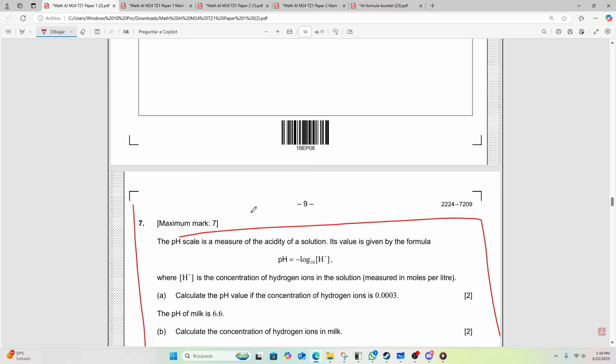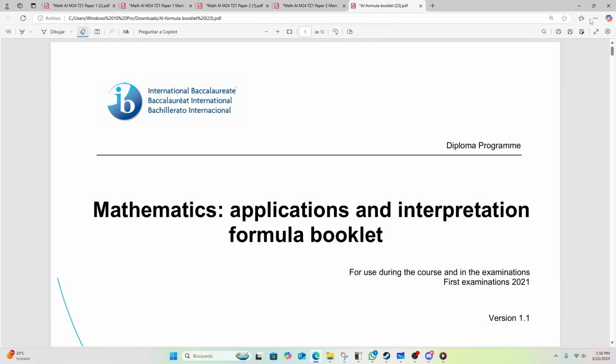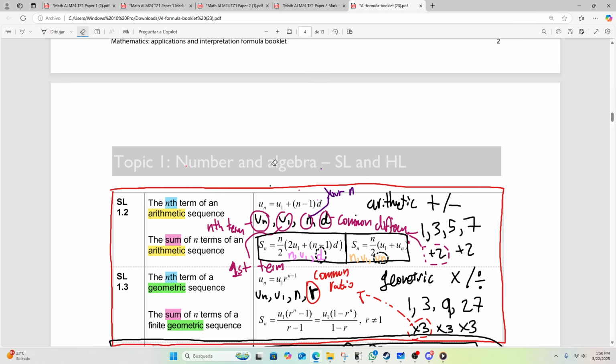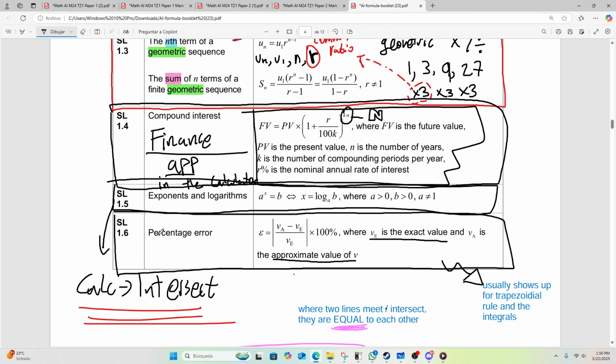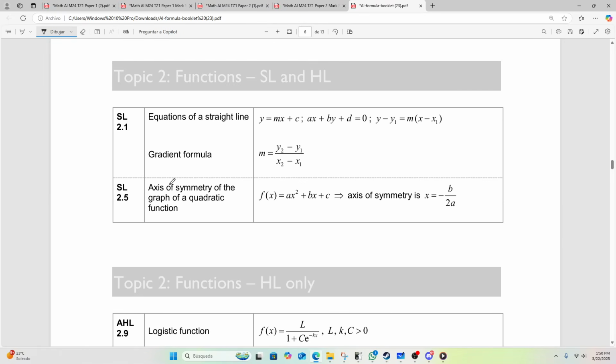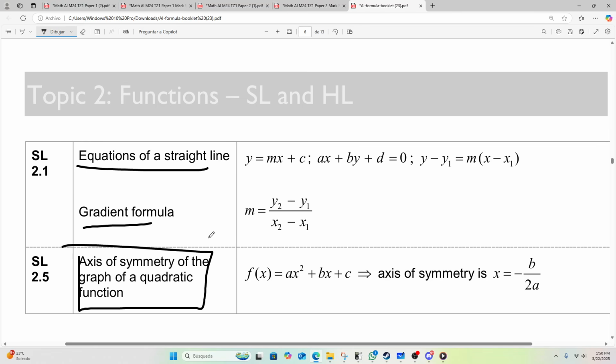Interesting. Yeah, let's keep going with the famous formula booklet. So we just finished, as far as I know, topic 1. Now we can jump ahead to topic 2. Here we have the functions section. So there are 3 main tools you need to know: the equations of a straight line, the gradient formula, and the axis of symmetry of the graph of a quadratic function.